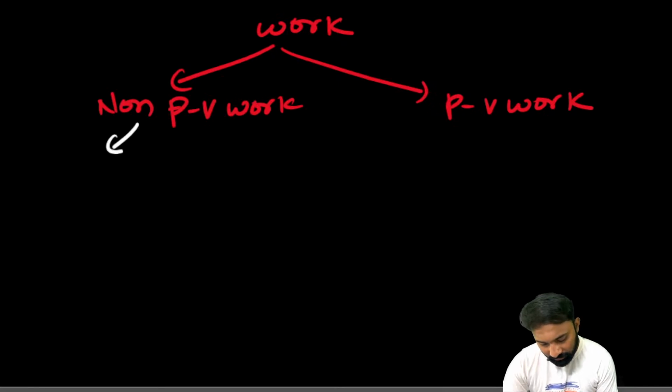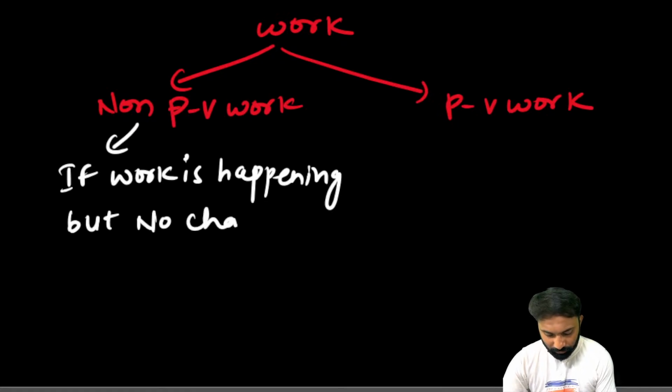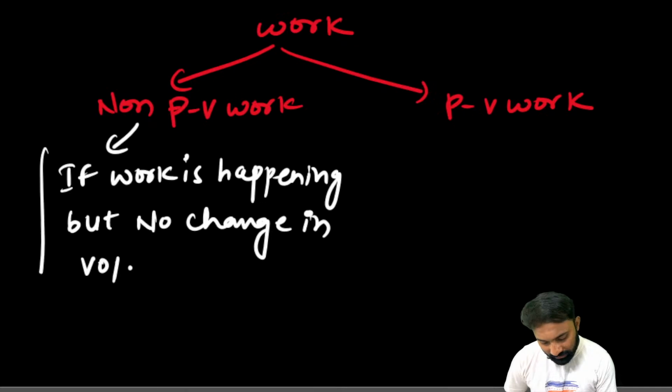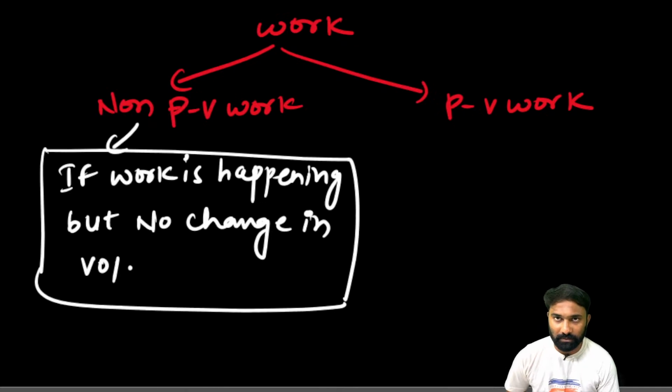Non-PV work means only one thing you have to remember. If work is happening but there is no change in the volume of that system, then that type of work we call non-PV work. I will explain what non-PV work means in the upcoming lectures.